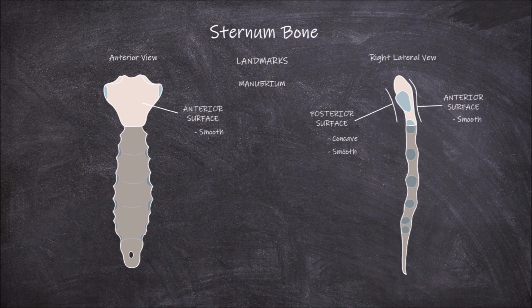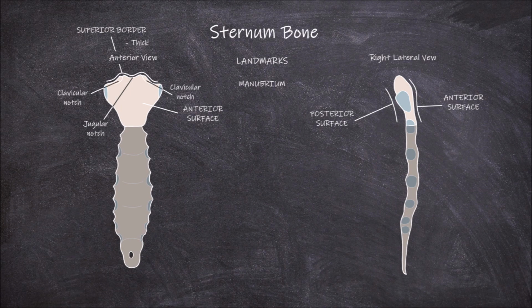The first border is the superior border. This border is thick. It has a central notch known as the jugular notch. This notch is also known as the suprasternal notch. On each side of this central notch are two oval notches. These are the clavicular notches, one for the right clavicle bone and one for the left clavicle bone.